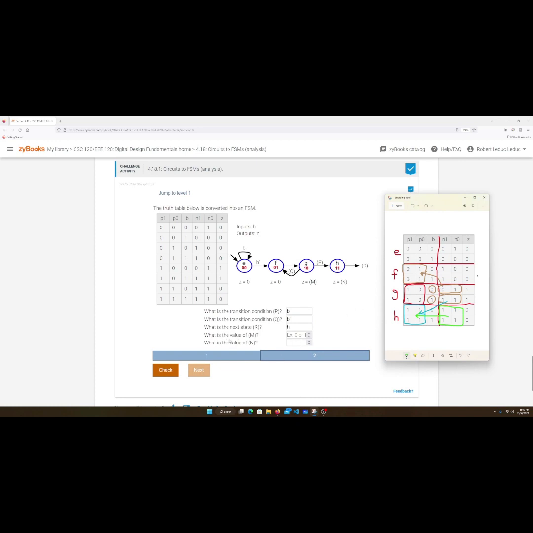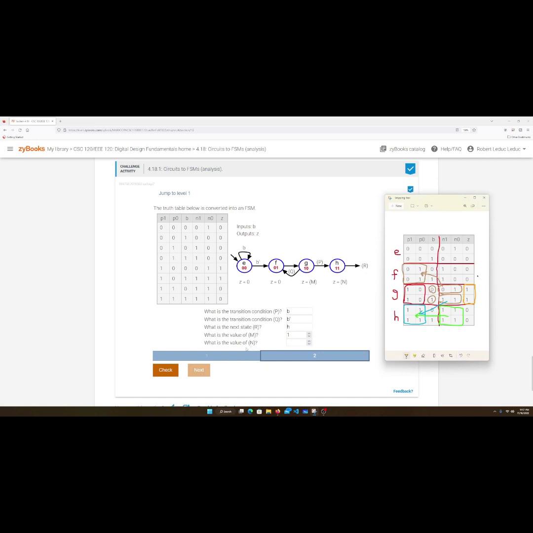All right, so what is the value of M? Okay, so the last two are referring to Z, which is the output of these states. So these should be pretty straightforward, hopefully. So in the case of M here, we're referring to state G. And these are the two outputs, the outputs that correspond to either input condition. So in both cases, the value of the output is 1 for state G. So the answer is 1.